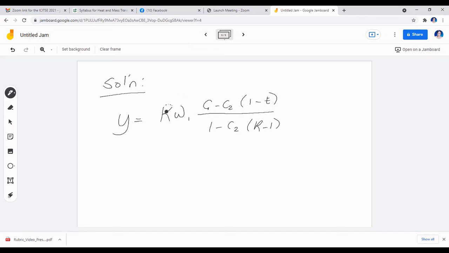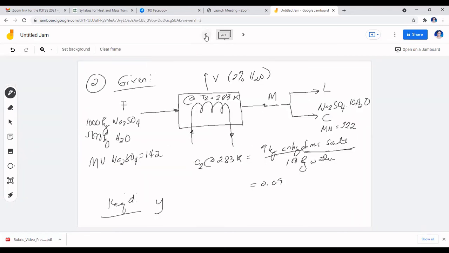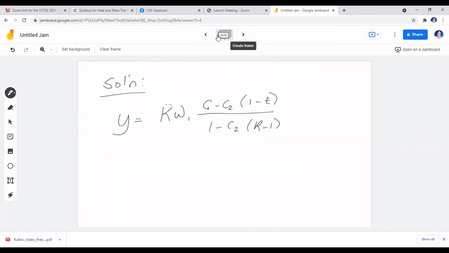So let's check. Do we know the R already? The R is the ratio of the molecular weight of the hydrate to the anhydrous, the one that does not contain water, to the hydrated and the anhydrous salt. So your R will be 322 over 142. This should give you 2.2676. That's for the R.